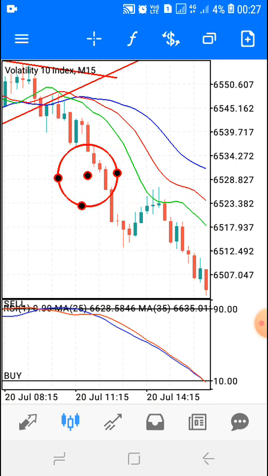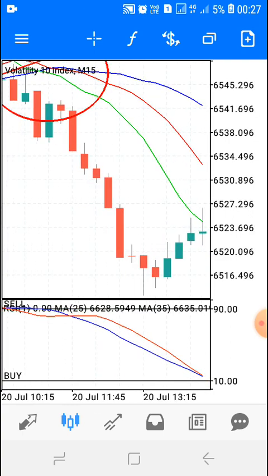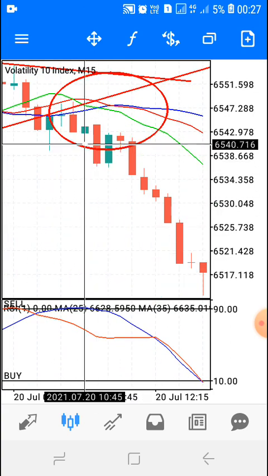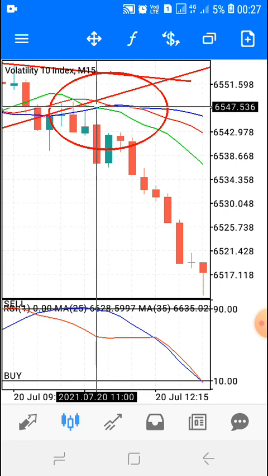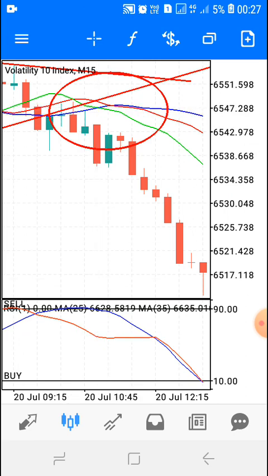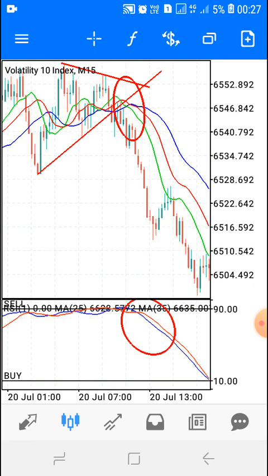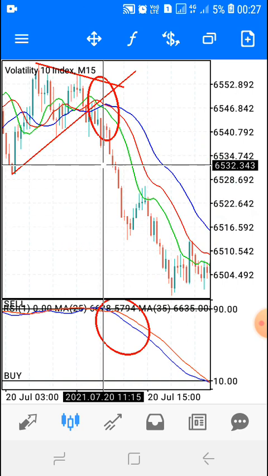Oh, now we have a nice circle. Okay, that's our, you can see over here. Check this out. Here's where the crossover had occurred, right? So we had three confirmations. Let me just zoom out a bit so you can see the three confirmations, right?